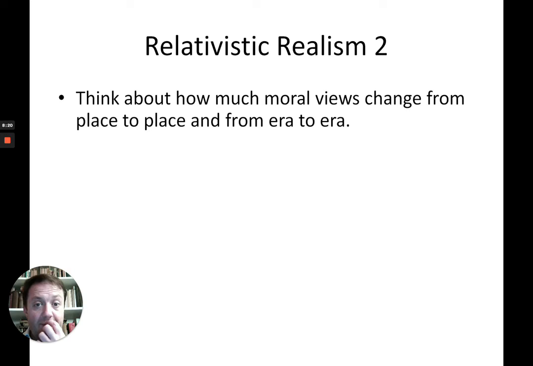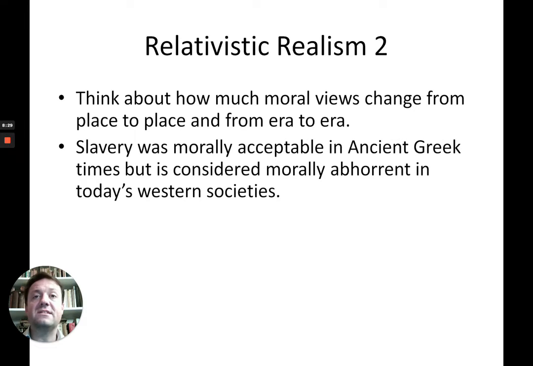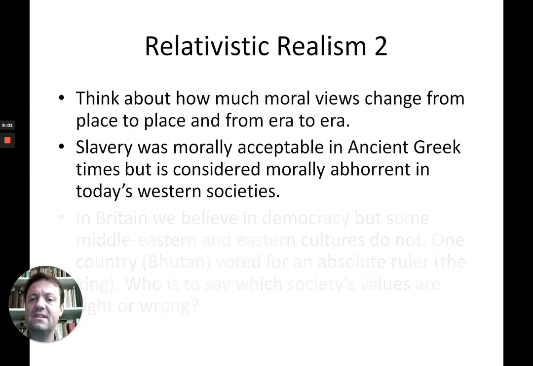So, another way of looking at this would be to think about how much moral views change from place to place and from era to era. Slavery was morally acceptable in ancient Greek times, but is considered morally abhorrent in today's Western societies. In ancient Greece, having a slave or two wasn't even considered a moral issue. It wasn't like, "I've got a couple of slaves, I can see there's some moral doubt about this, but it's okay because society accepts it." Owning a slave was largely the same as owning a TV. Nobody really thought about the moral implications at all because they didn't see that there were any.